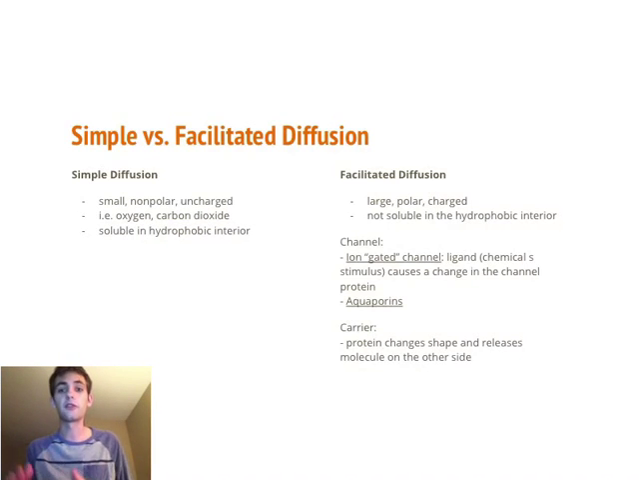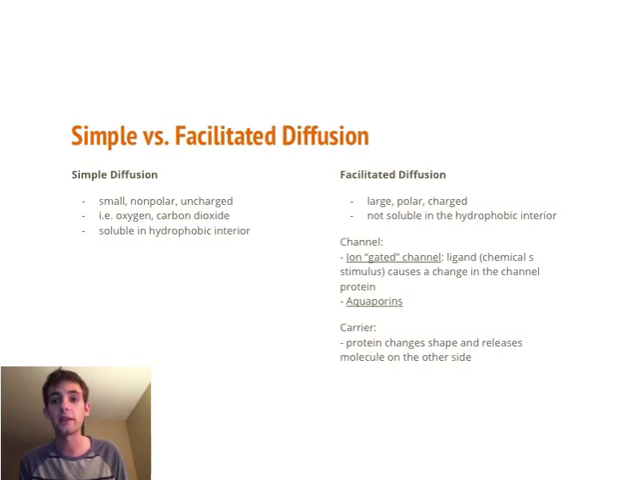The flip side of that, facilitated diffusion, is going to be for large polar and charged molecules because they're not very soluble in that hydrophobic interior or where those fatty acids are touching each other. And there are two main types of proteins that are used in facilitated diffusion. The first is what's called a channel protein, and these are those proteins that go across the entire membrane of the plasma membrane. And there are two specific types of channel proteins.